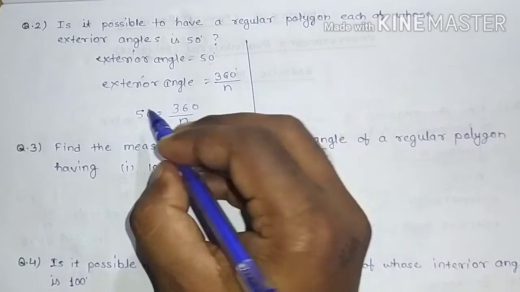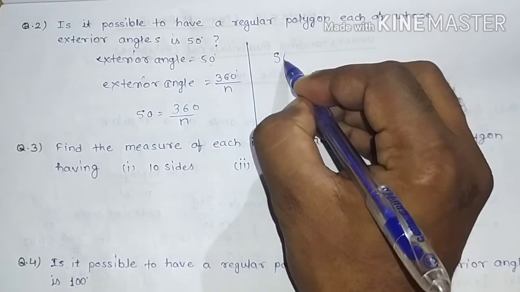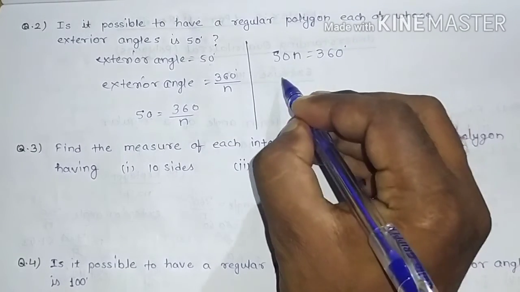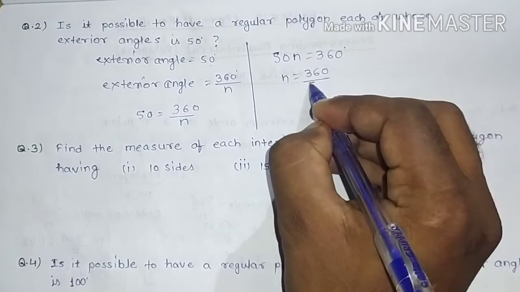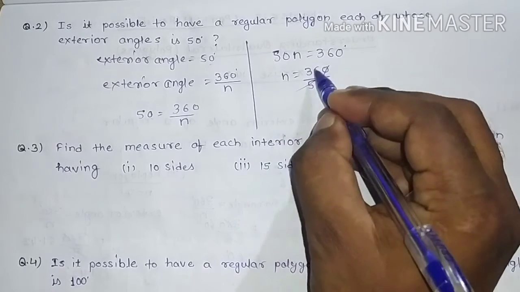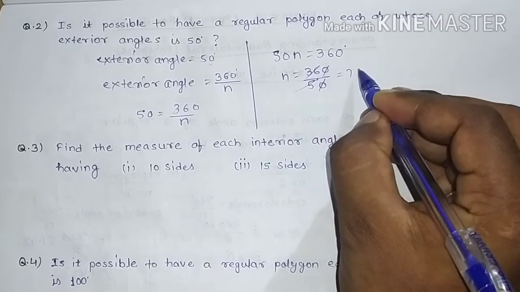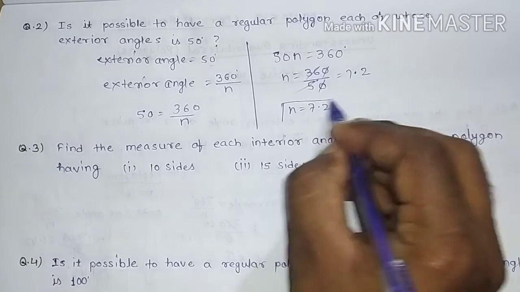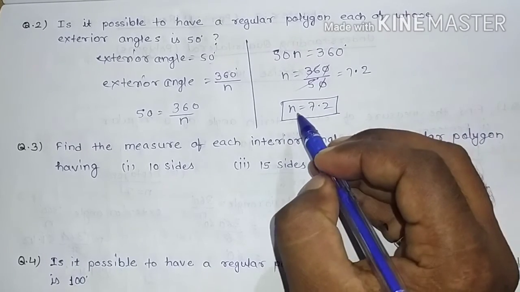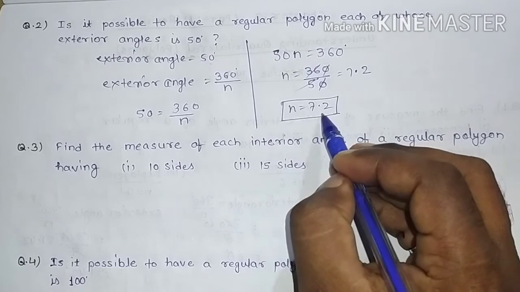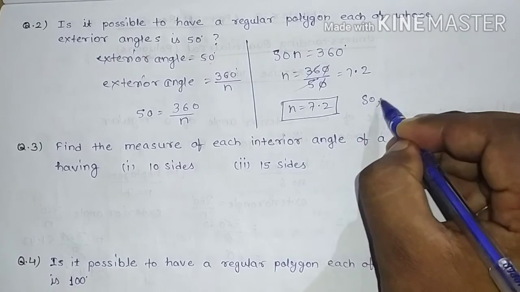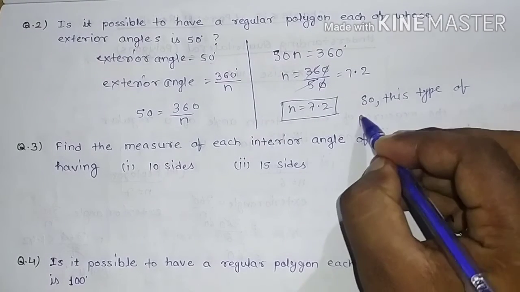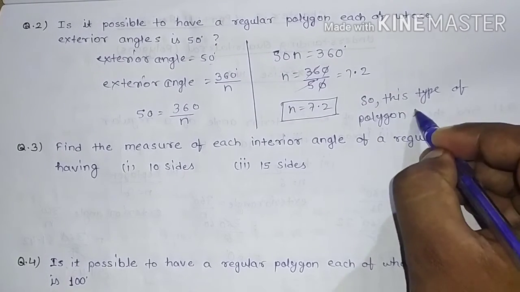Just simplify this. By cross multiplication, 50n equals 360 degrees. Now n equals 360 divided by 50. The zeros cancel out, 5 sevens are 35, then 0.5 twos are 10. Now n equals 7.2. So n is the number of sides, and the number of sides cannot be in decimal form. So this type of polygon is not possible.